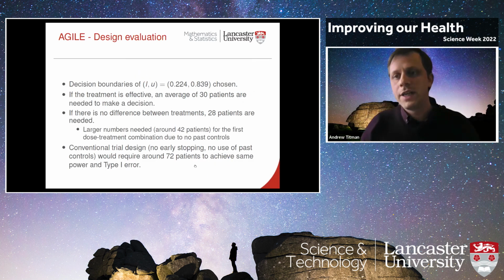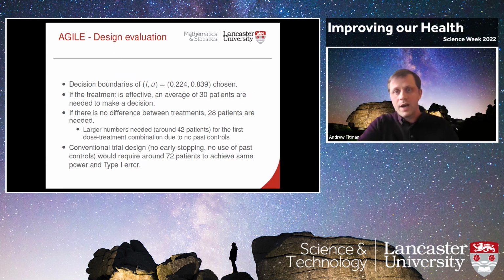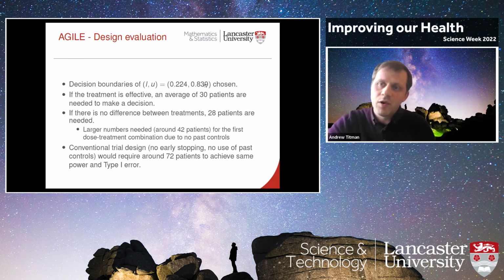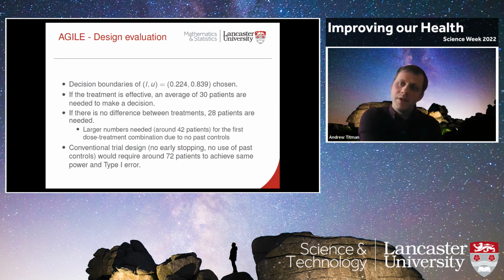So the overall design is saying that after each of these batches, apart from the first one, where we just assume we don't make a decision because 2 batches are needed for safety anyway, we would make the decision based on this posterior probability. If it's greater than 84%, we'd stop now for efficacy. If it's less than 22%, we'd stop now for utility. And by doing that approach, we only need about 30 patients on average.